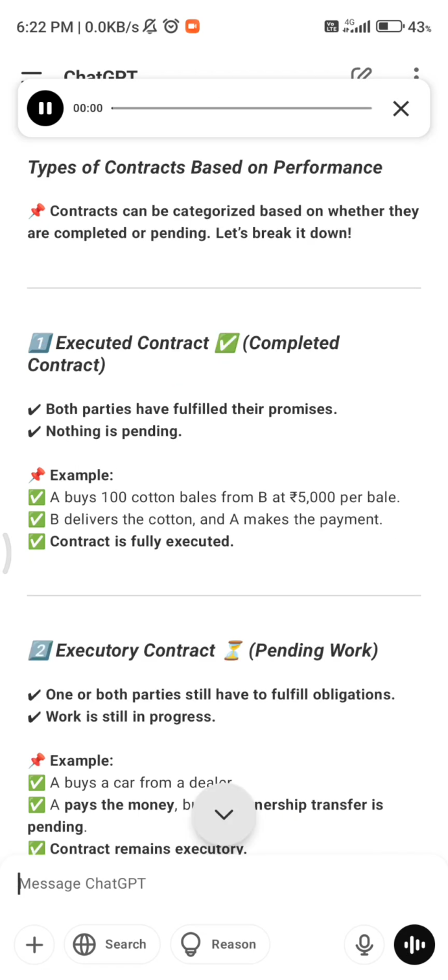Types of contracts based on performance. Contracts can be categorized based on whether they are completed or pending. Let's break it down. 1. Executed contract: completed contract. Both parties have fulfilled their promises. Nothing is pending. Example: A buys 100 cotton bales from B at $5,000 per bale. B delivers the cotton and A makes the payment. Contract is fully executed.